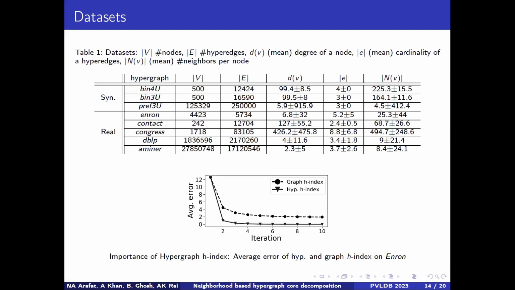Next, in experiments, we tested our algorithms and baselines on both synthetic and real networks. Our largest dataset is A-Miner with about 27 million nodes and 17 million hyperedges. In this figure, we show the effectiveness of our algorithm, in particular, our new core correction technique combined with the local algorithm. If one applies this local algorithm on a hypergraph without core correction, then it converges to an incorrect core number, the one that you see for graph H-index. However, when the core correction is applied together with the local core algorithm, then we find that the correct core number can be found after a certain number of iterations.